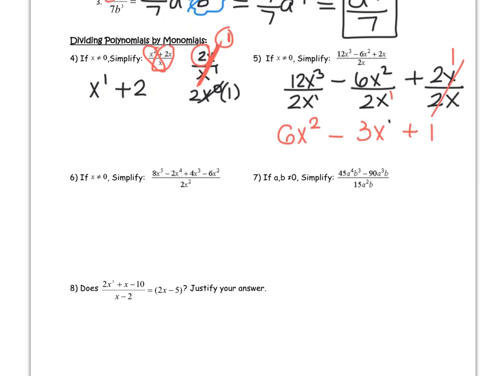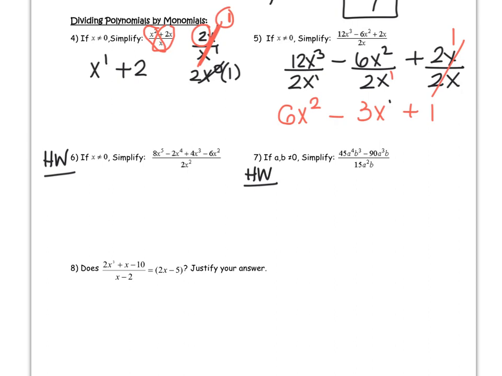Okay, last but not least is number 6 and 7. I'd like you to try these two for homework. And number 8. Notice how number 8 does not have what we call a monomial on the bottom. There's only one term on the bottom out of all of these examples. This one is technically a binomial. So the question is asking, does this trinomial divided by this binomial equal this? So the question is saying to do that, and you have to justify your answer.